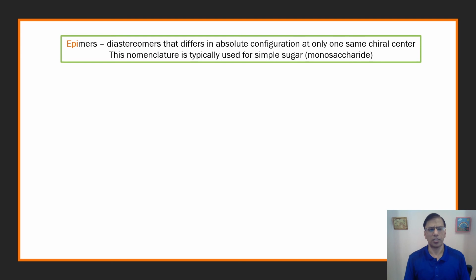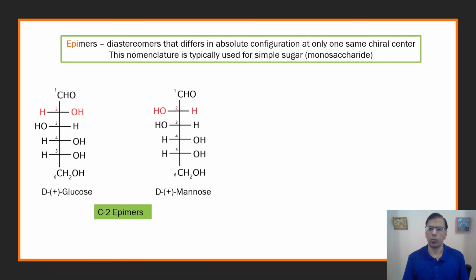Let's move on to another type of isomer called epimers. So epimers are typically only seen for simple sugars like glucose, fructose, and so on and so forth. Epimers are diastereomers, but they differ in the absolute configuration at only one chiral center, and that chiral center should be the same numbered chiral center.